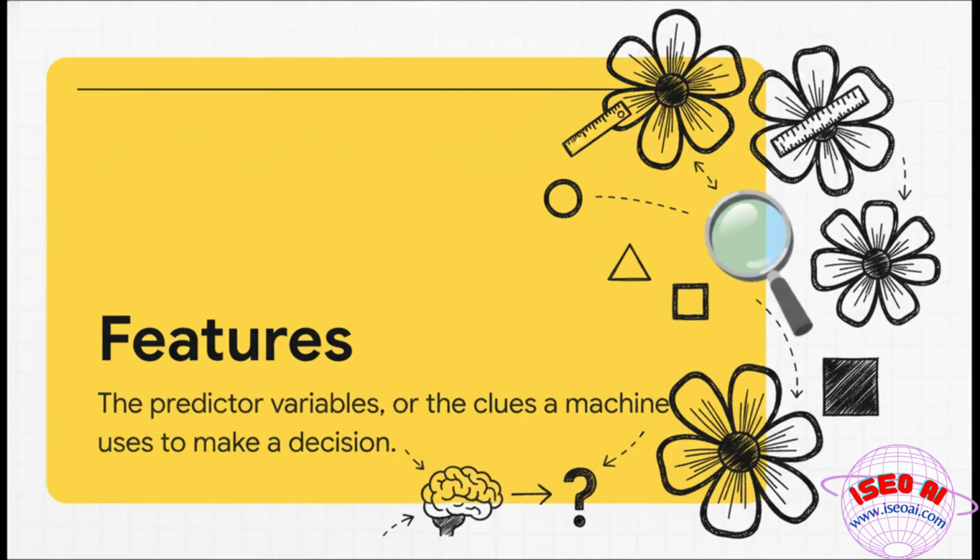Well, first, we give it what are called features. The easiest way to think about features is that they're just clues. They're the characteristics of something. So, for instance, if we want a machine to learn how to identify flowers, the features might be things like how long the petal is, or how wide the sepal is. These are the raw facts it gets to work with.